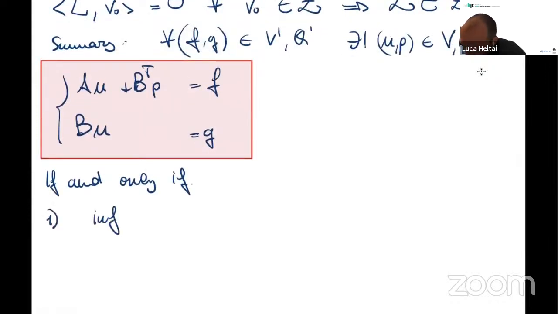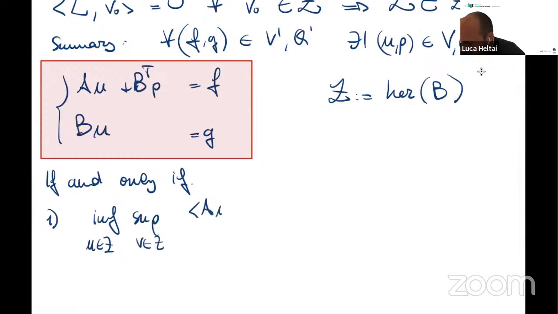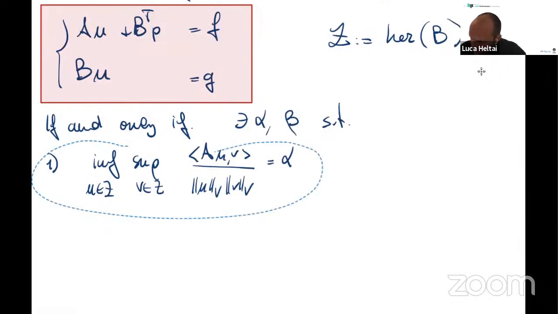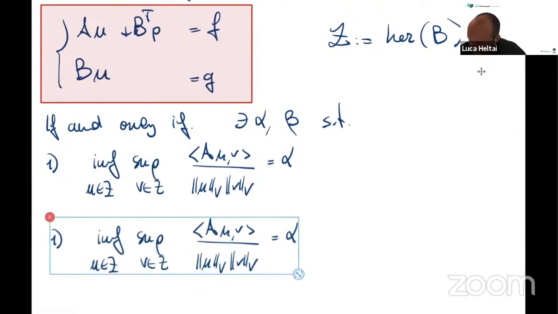One, inf-sup on the kernel. So because Z is the kernel of B. So if U in Z, V in Z of A U V. There exist alpha and beta such that the same for the transpose. That means you can replace this there.